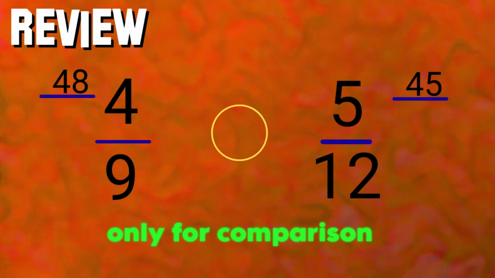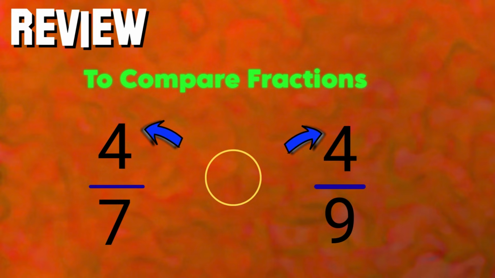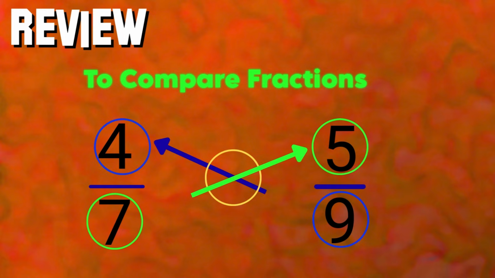Let's review. Cross multiplication works only for comparison, not for finding the value. To compare fractions, first, check if the denominators are the same. If they are, just compare the tops. Second, check if the numerators are the same. Then the fraction with the smaller bottom number is bigger. Third, use cross multiplication when the bottom numbers are different.